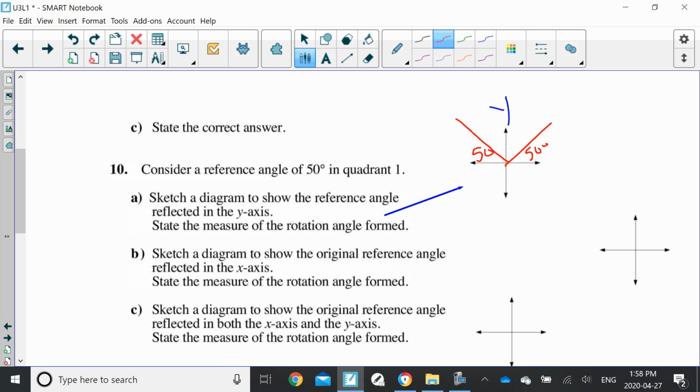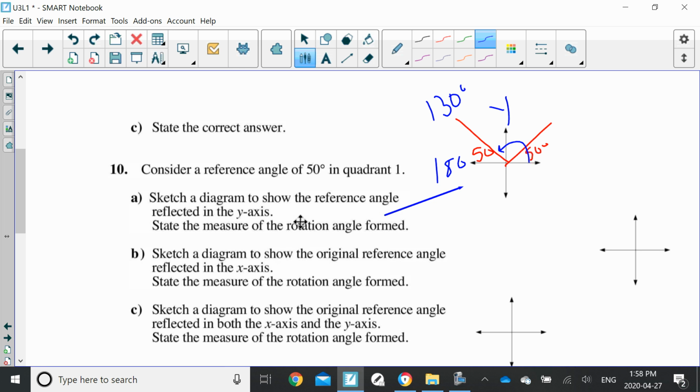So if we bounce the reference angle, and it's reflected in the y-axis, that is my new angle, and they want to know, state the measure of the rotation angle formed. So the rotation angle would be, if this is 180 degrees, and this is 50 degrees, 180 degrees minus 50 degrees. The answer for A would be 130 degrees. So this rotation angle would be 130 degrees.